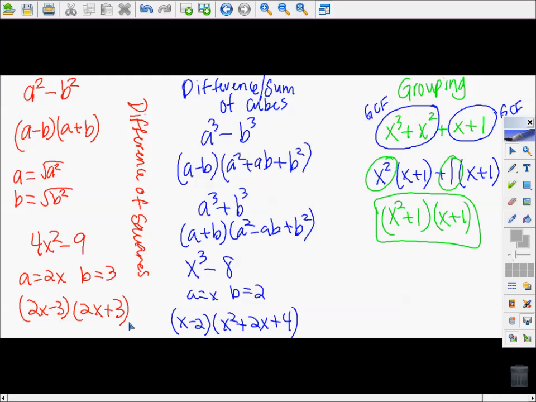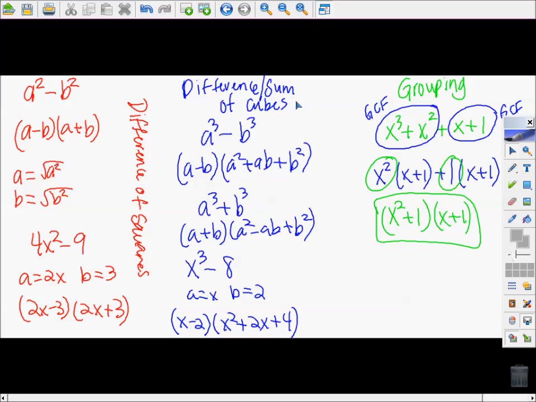So only if it's minus. That's why it's called difference. All right. So then our next one is difference slash sum of cubes. So I have a cubed minus b cubed, and the rule is I have a minus b times a squared plus ab plus b squared. That's for difference. And for sum, I have a cubed plus b cubed, which is a plus b times a squared minus ab plus b squared.